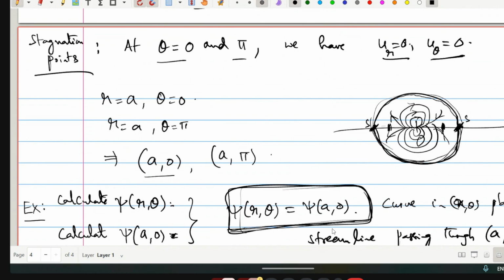Obvious, no? This you can easily see, right? Sometimes you have to feel the physics. Physics you can easily feel it.